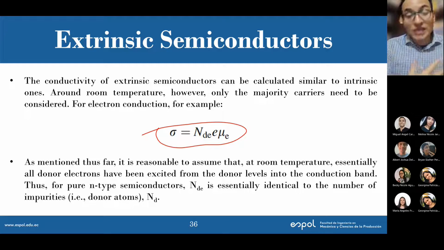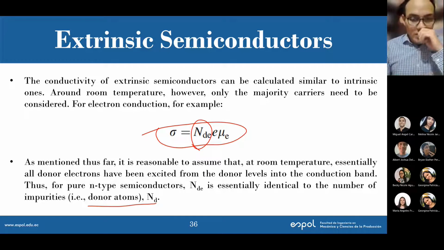And we can say that N_D e, the number of donor electrons, is actually the same as the number of donor atoms, right? Because that makes sense. Remember, there is only one electron that is free. Either if it's a group 3 or group 5, I have one hole or one electron free. So depending on the number of atoms that I introduce, it will be the same number of electrons or holes, right? Okay, questions?